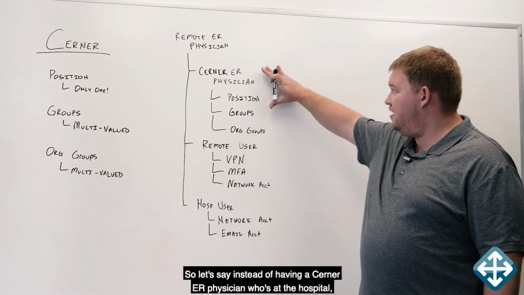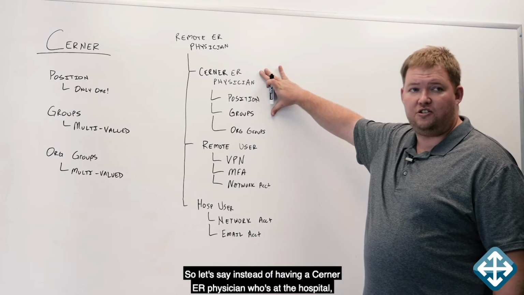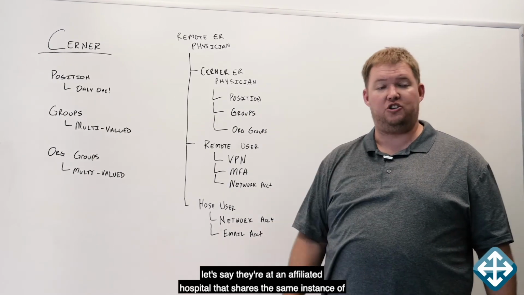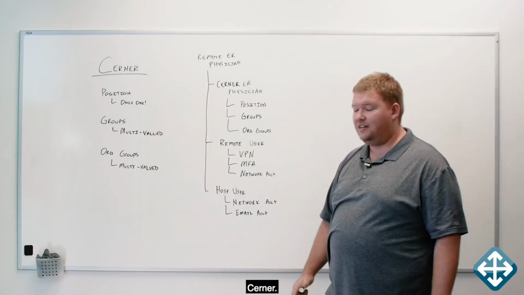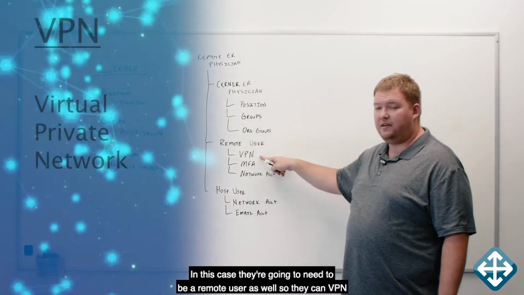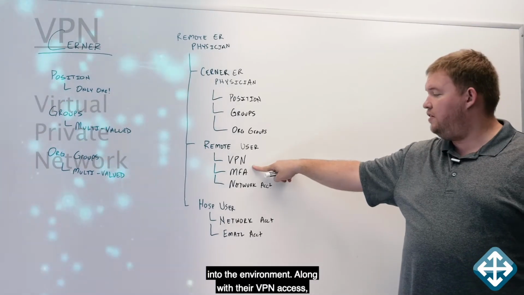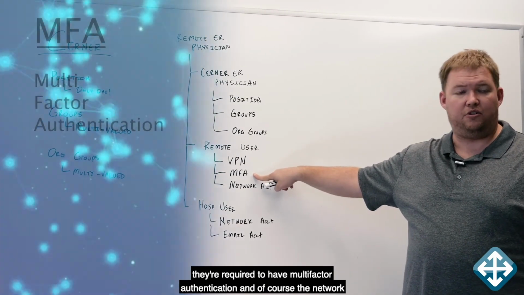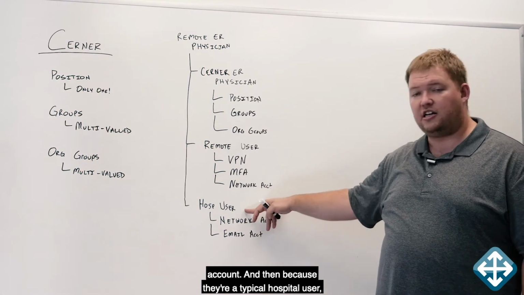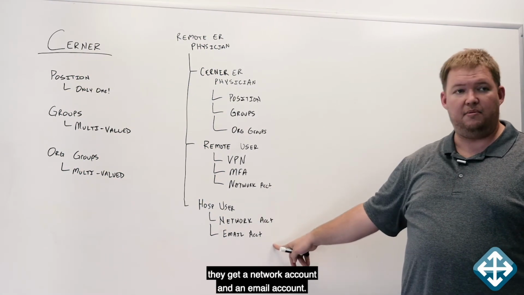So let's say instead of having a Cerner ER physician who's at the hospital, let's say they're at an affiliated hospital that shares the same instance of Cerner. In this case, they're going to need to be a remote user as well so they can VPN into the environment. Along with their VPN access, they're required to have multi-factor authentication and of course a network account. And then because they're a typical hospital user, they get a network account and an email account.